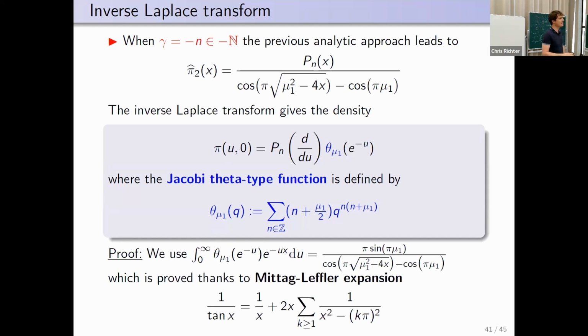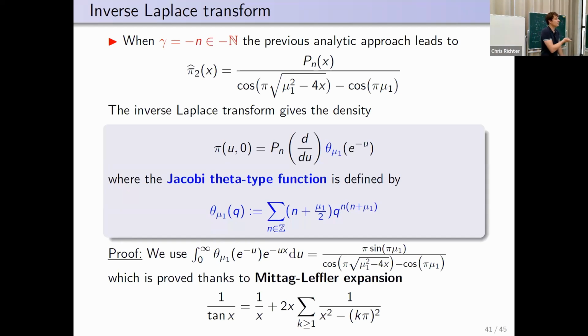And to prove the inverse Laplace transform, we use some Mittag-Leffler expansion, where you develop the 1 over tangent x. I don't know if you knew this equality. I didn't know it before Kilian told me about it. So it's an interesting equality, and you can invert this Laplace transform.